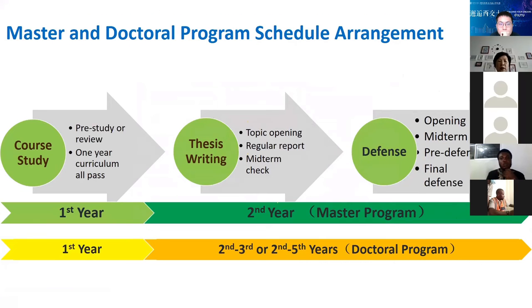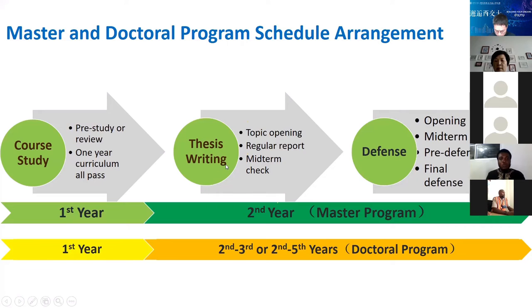Okay, so for the schedule arrangement for the master and doctor programs, basically, as you can see, we have 3 basic stages. One is course study, one is thesis writing, and the last is the final defense. For the course study, both master and doctor programs last for a whole year. Before entering the university, you may have to do some pre-study or review of the previous courses related to economics. And then you have to take 1-year curriculum courses. After all the courses are passed, you can enter the second step of thesis writing.